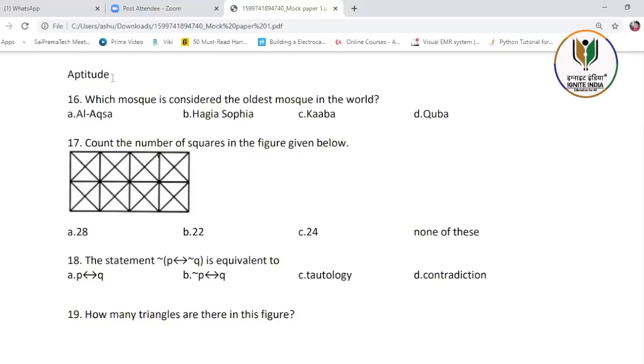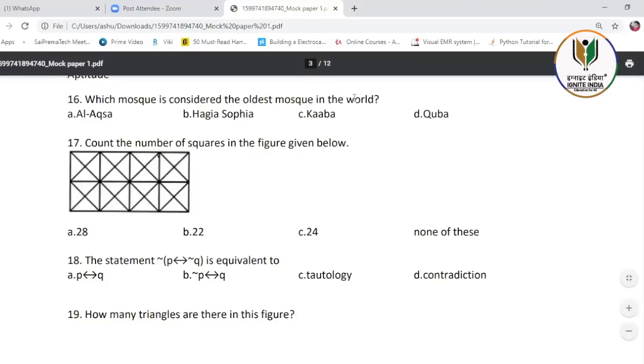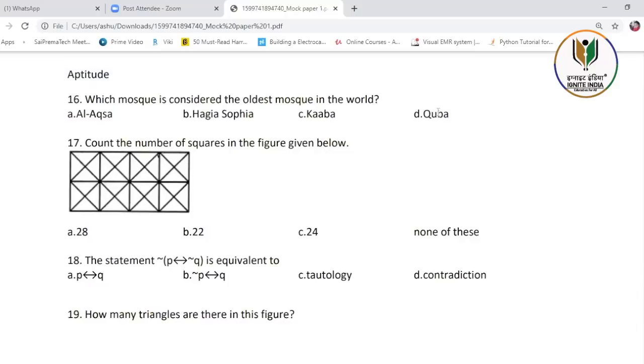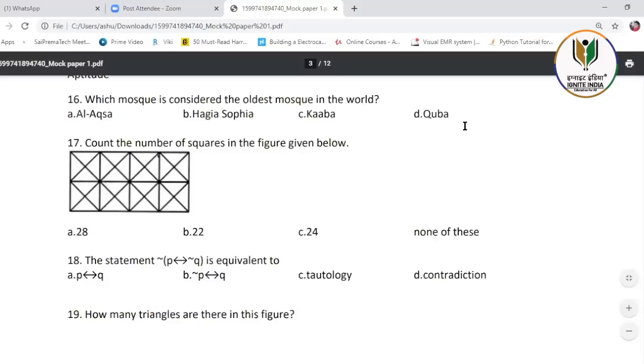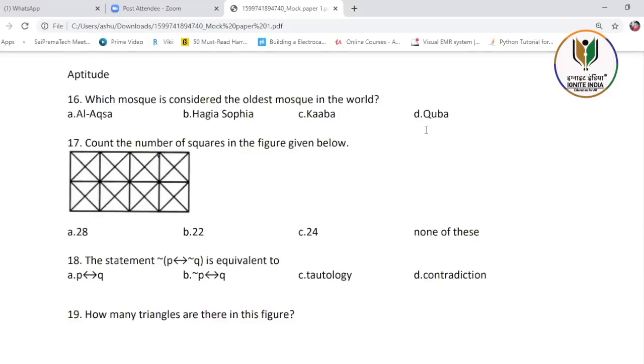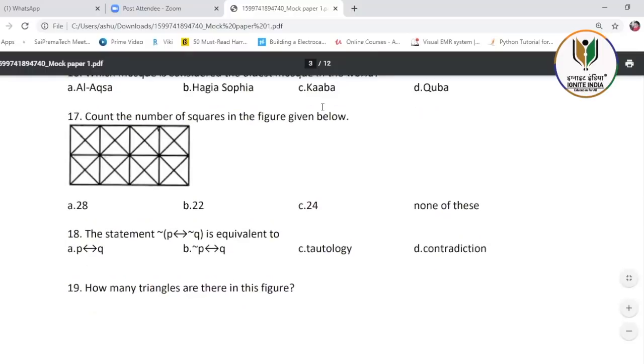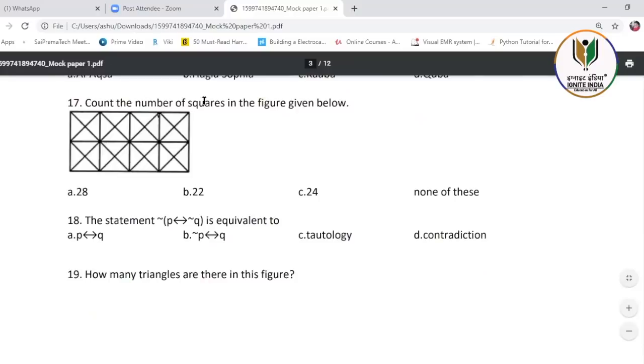Okay, so which mosque is considered the oldest mosque in the world? Okay, it is said to be Cuba. D. It is in Mecca. Okay, it is considered to be the oldest. It is in the Quran. It is mentioned in the Quran. First registered mosque. Okay. Next, count the number of squares in the figure given below.